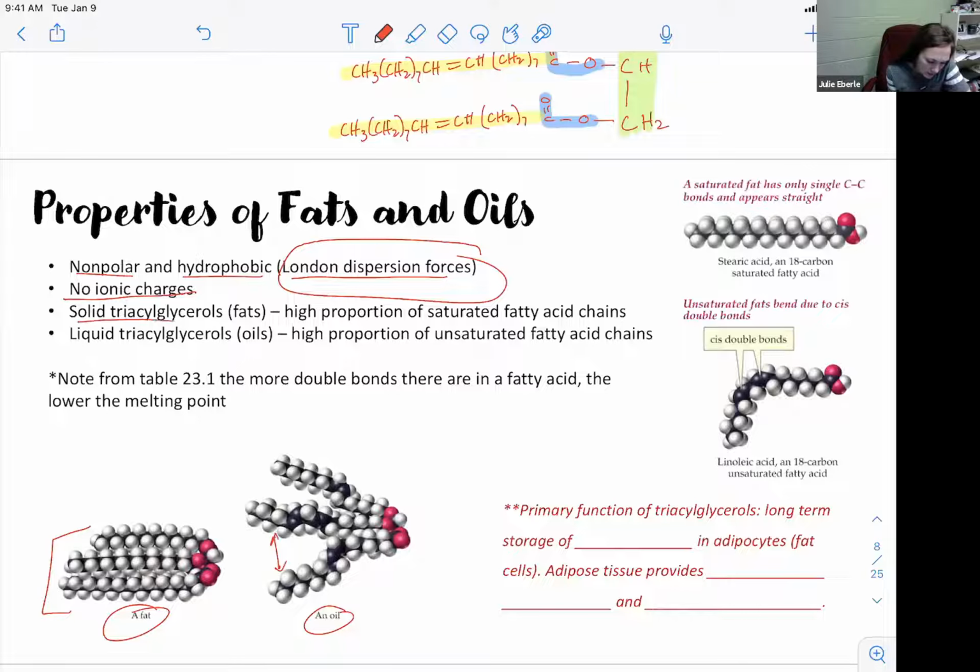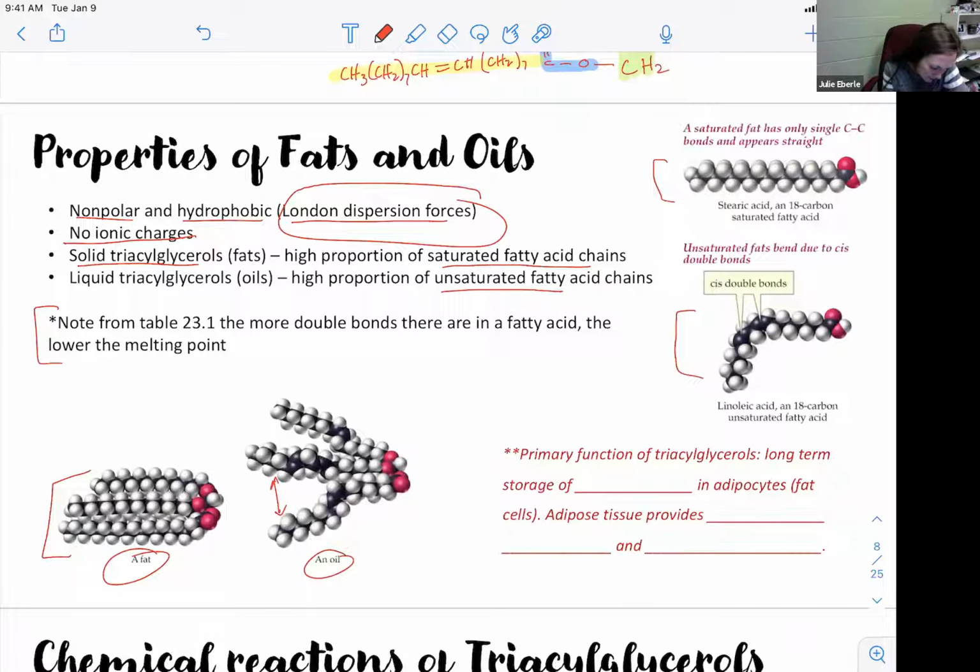So solid triacylglycerols, fats, have a high proportion of saturated fatty acid chains. We've already hit on that. Liquid, high proportion of unsaturated. This is just showing you the difference between saturated and unsaturated and what the cis double bonds do and how they kink the molecule and turn it. I definitely want you on the exam to be able to relate melting points, if something is a solid or a liquid at room temperature, to the degree of saturation or unsaturation. Okay.